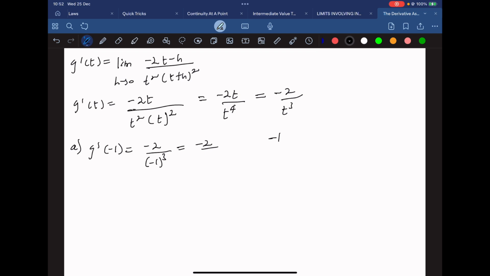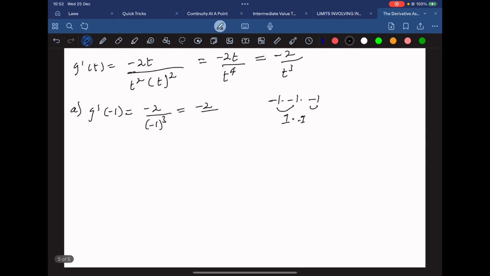So this is minus 2 over minus 1 cubed. Note that is minus 1 times minus 1 times minus 1. This times this is positive 1, times this, 1 times negative 1 is just negative 1. So we have negative 1 here. So negative 2 over negative 1 is positive 2. So this is our g prime of negative 1.